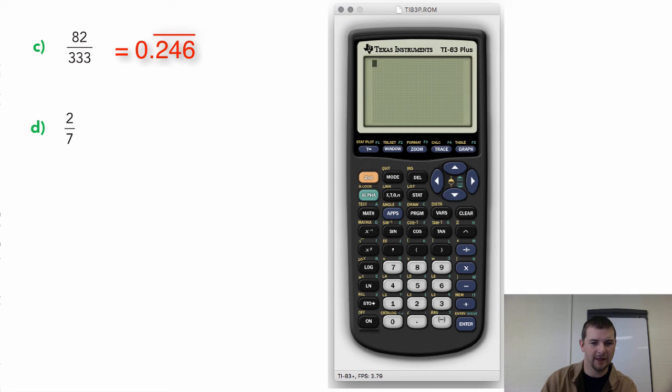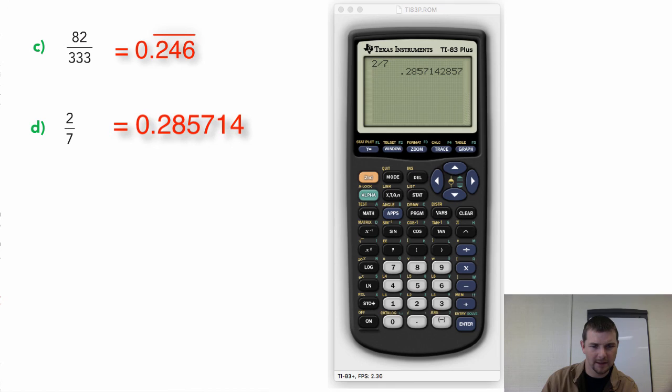Clearing my calculator for the next problem, 2 divided by 7. 0.2857142857. I see the repetition. So once again, red pen, D 2/7 equals 0.285714. All of those with a bar over the top.